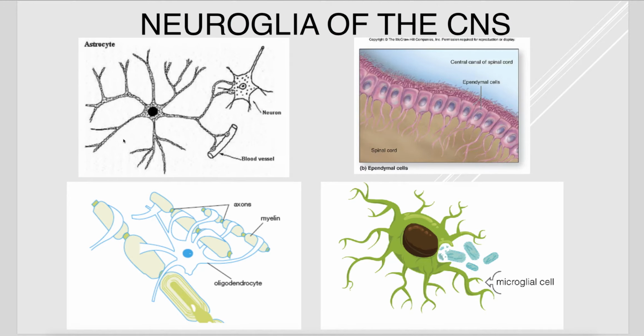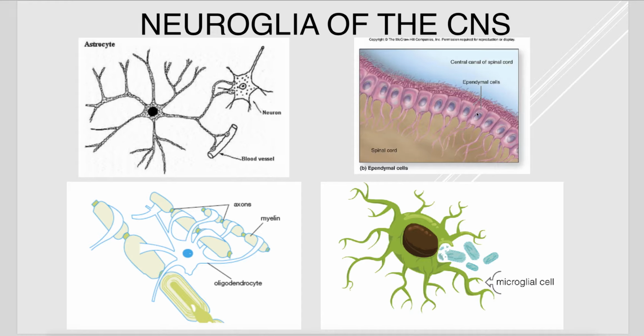So up here we have astrocytes. Again, they're very, very large. There are many of them in the central nervous system. Down here we have these oligodendrocytes. They're kind of unique because they can myelinate multiple axons at a time, which is pretty cool. The microglial cell, again, this is a phagocyte. This is an immune cell that is in the central nervous system.